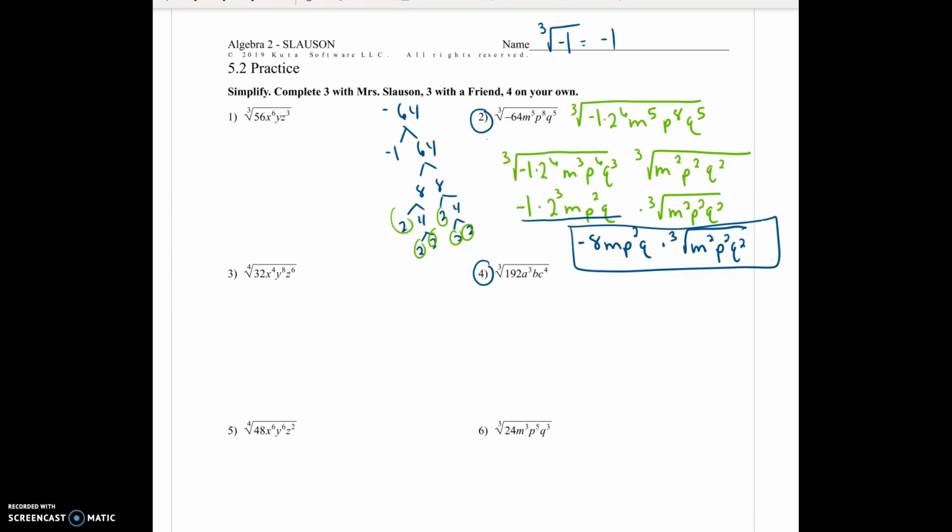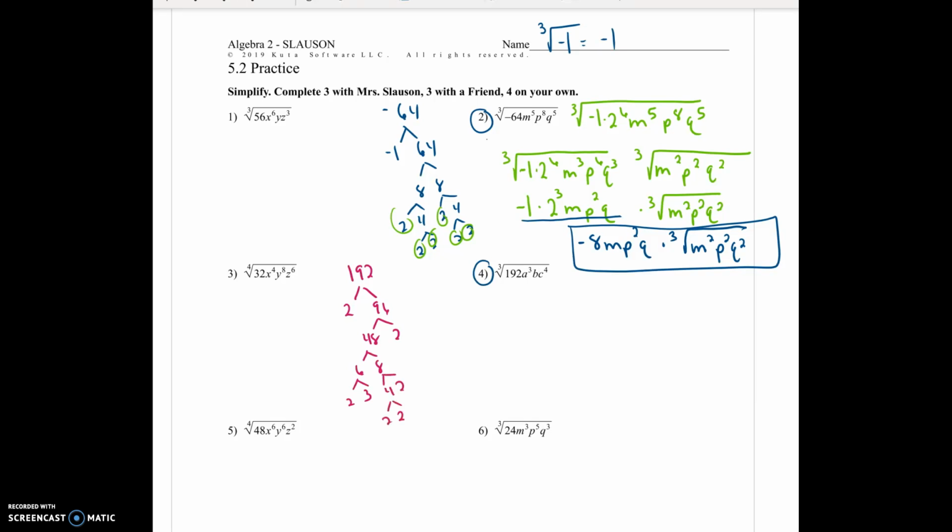All right, moving on to problem 4. So quick factor tree of 192. We'll start out with 2 and 96. This can break into 48 and 2, 6 and 8, 2 and 3, 4 and 2, as you can see.